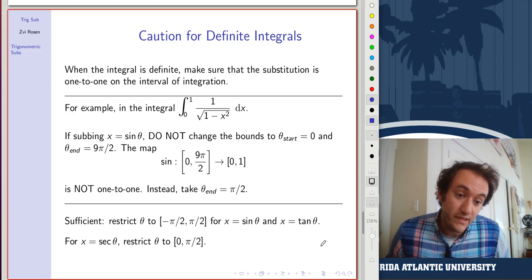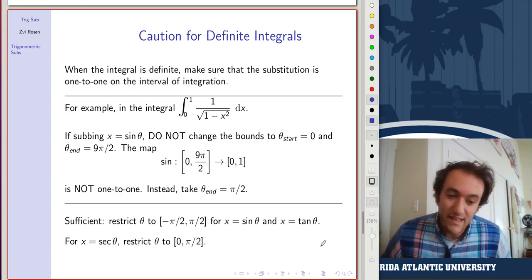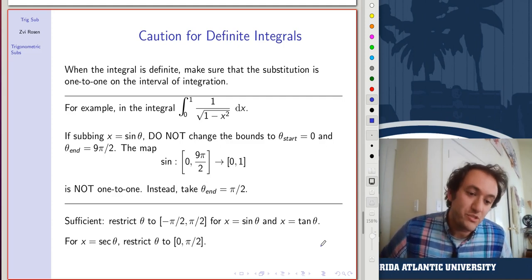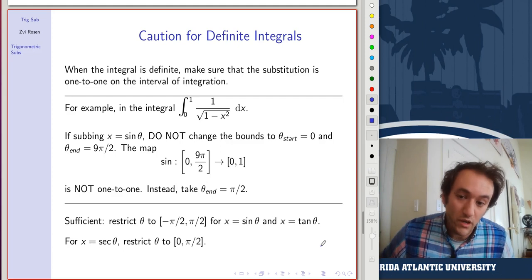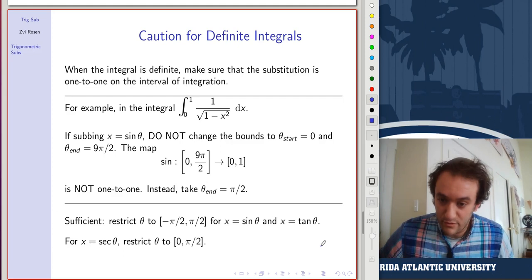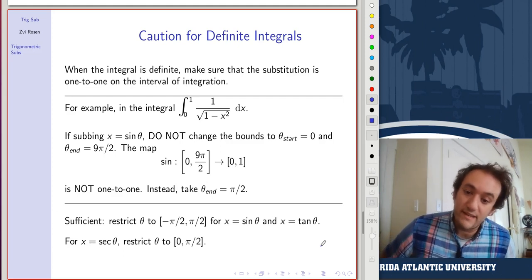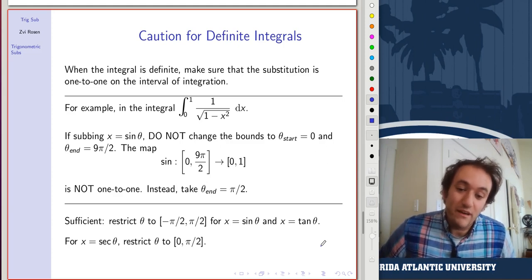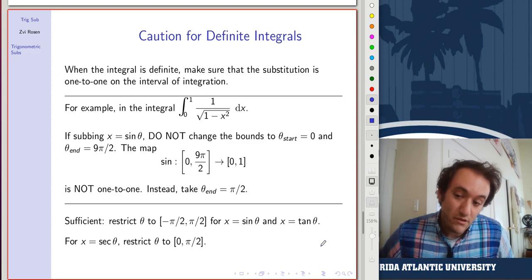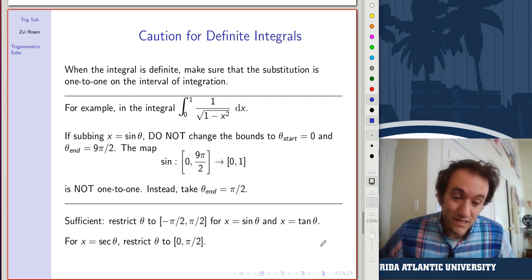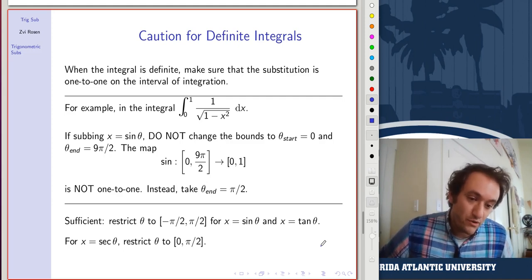So far we've been doing indefinite integrals, but things get a little trickier once you're dealing with definite integrals. When the integral is definite, you have to make sure that the substitution is 1-to-1 on the interval of integration. For example, in the integral from 0 to 1 of 1 over square root of 1 minus x squared dx, if you sub in x equals sine theta, don't change the bounds to theta start equals 0 and theta end equals 9 pi over 2, because that doesn't map to the interval 0, 1 in a 1-to-1 way.